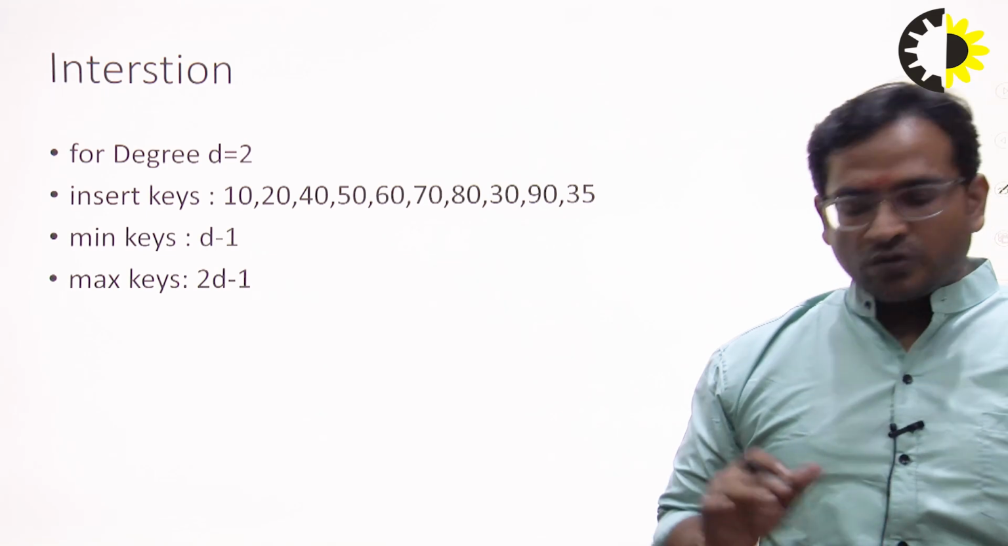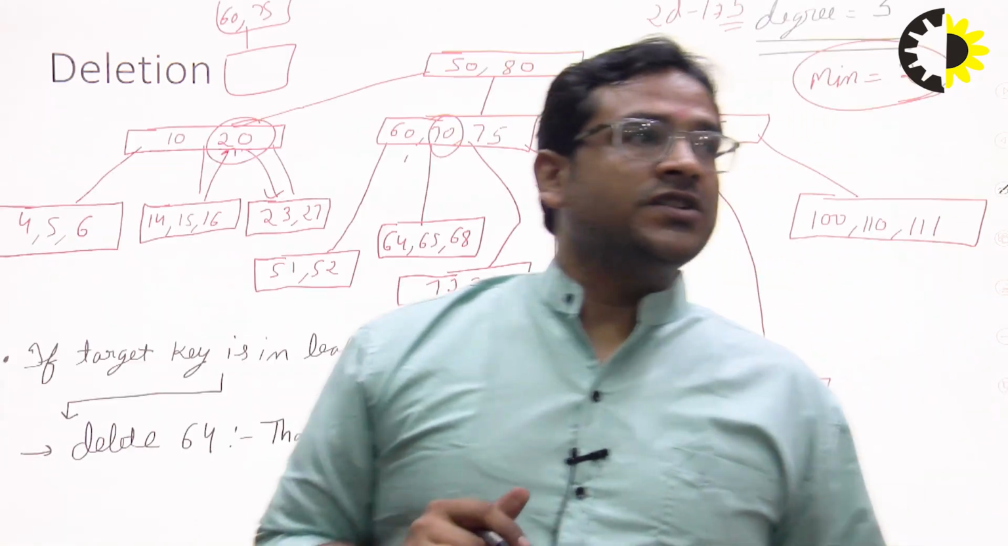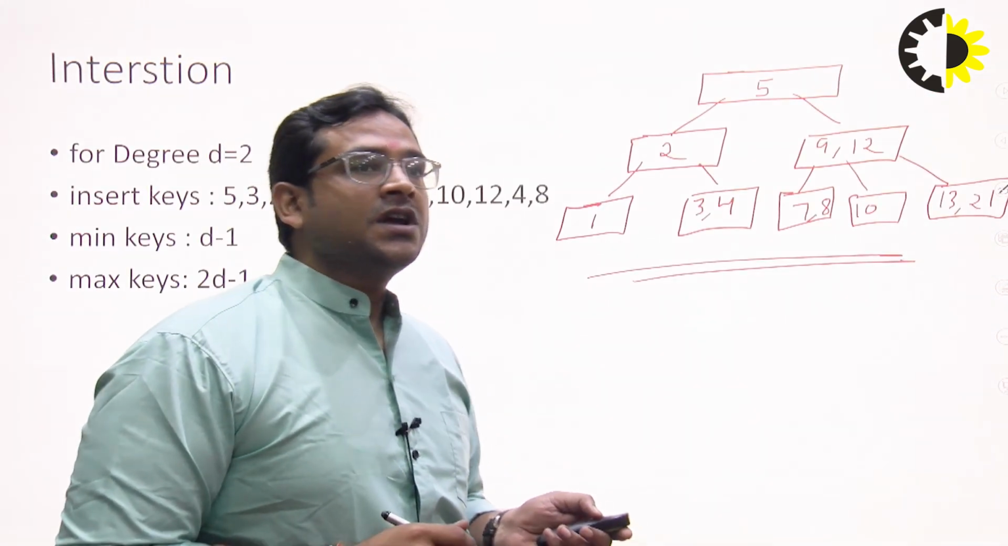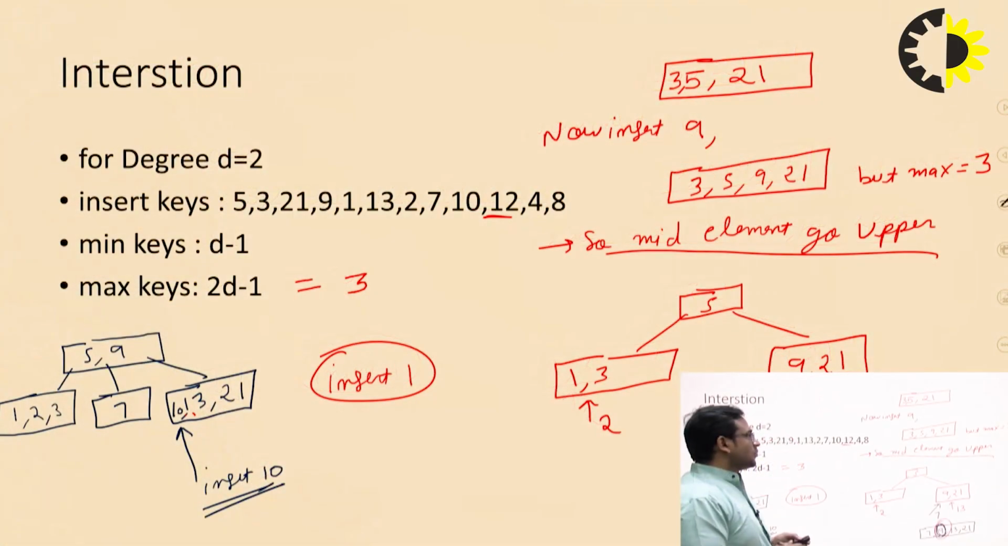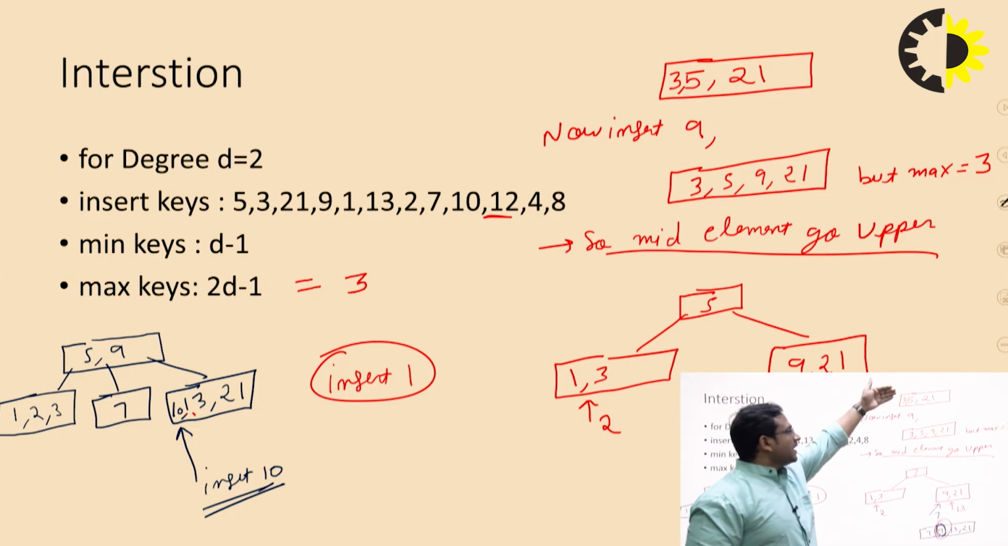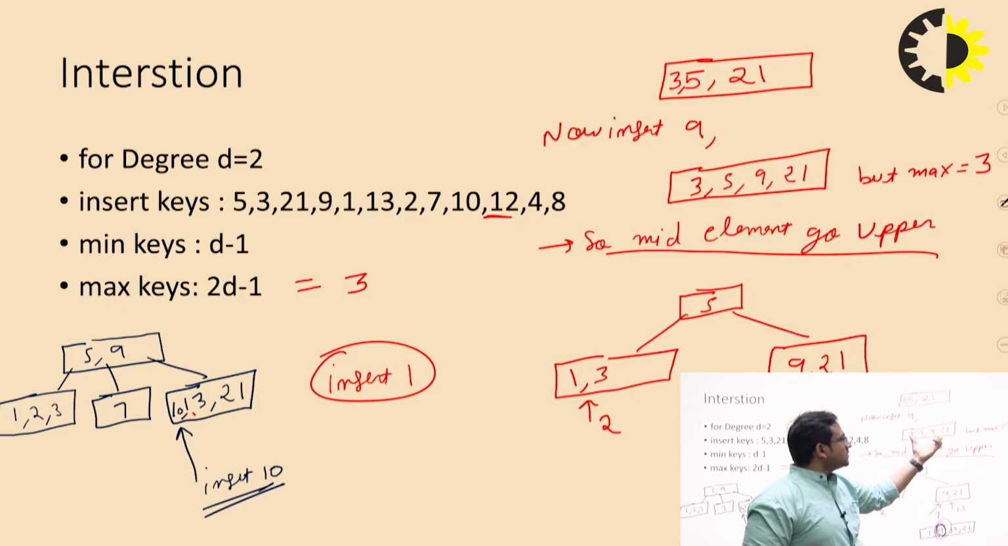Insertion and deletion. Today I will discuss two topics, insertion and deletion. In the insertion, I'll discuss this example. You can just take d equal to 2. The minimum number of keys is 1 and the maximum is 3. One by one, I can take a value here. When the number of keys is greater than 3, we split the node.